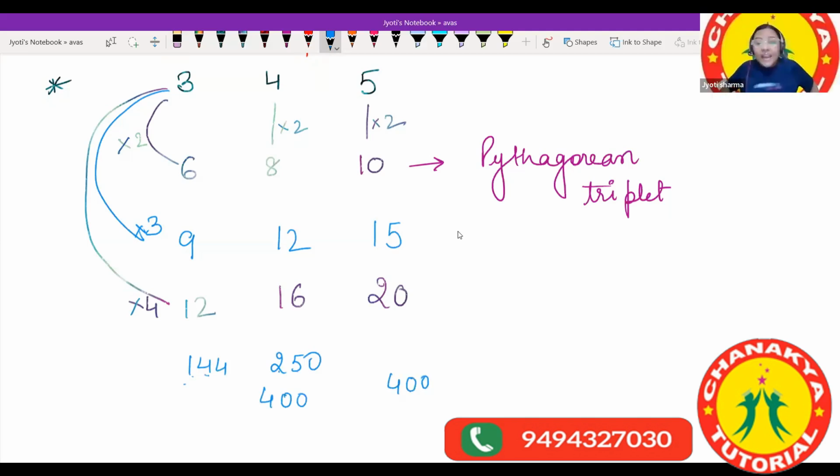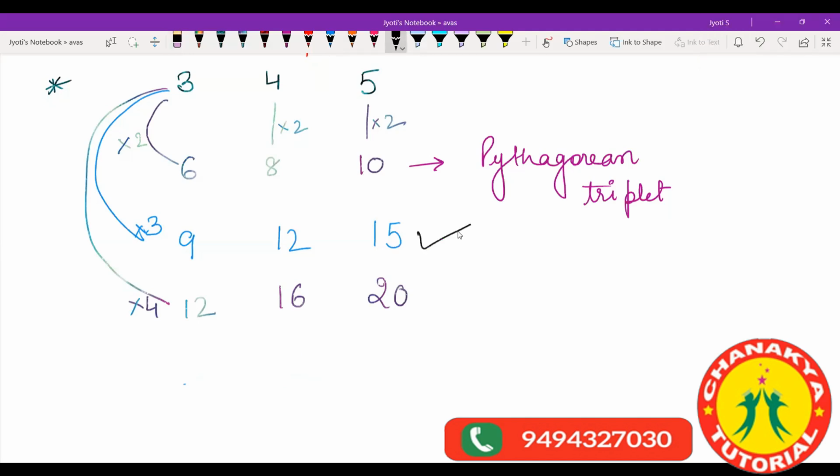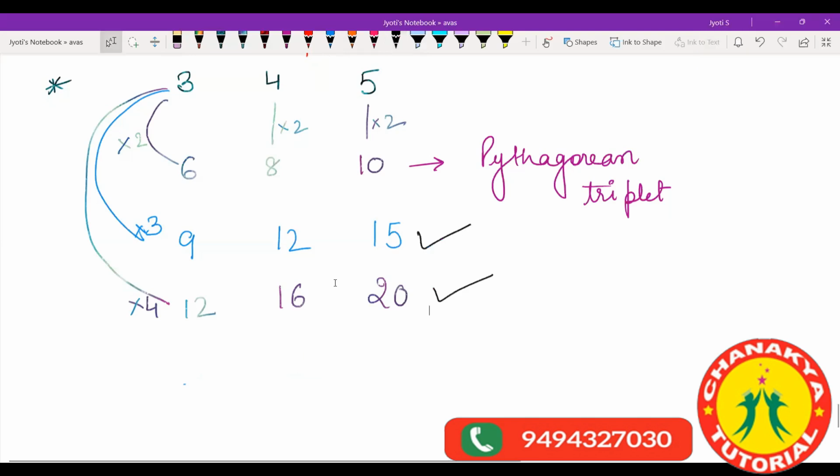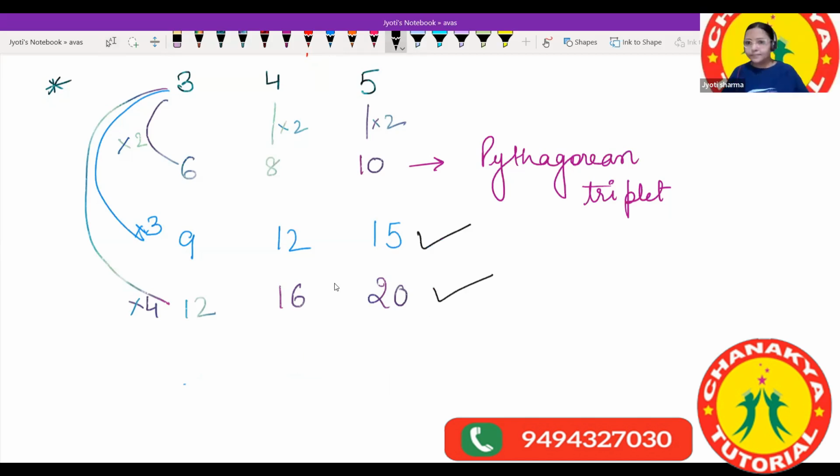Now, if you take any Pythagorean triplet, and if you multiply all the numbers with the same number, the answer will always be a Pythagorean triplet. Fine. This is a Pythagorean triplet pair. Ma'am, so even 15, 20 and 25 are Pythagorean triplets, no, ma'am? Yeah.